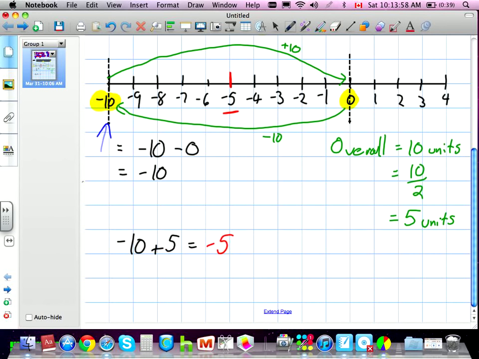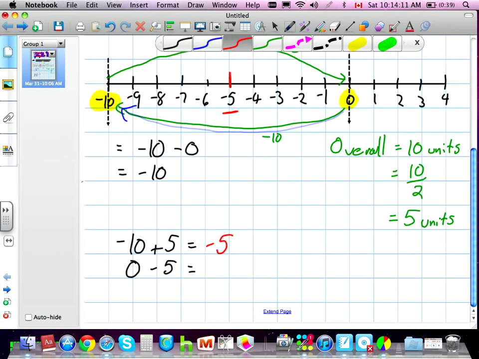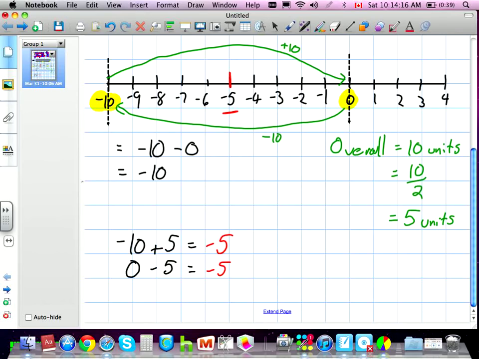Yeah, very good. Or, what if we start at 0, and we're traveling towards negative 10, what direction am I going? Positive or negative? Negative. So I need to subtract 5 units from there. What number would I end up at? Negative 5.